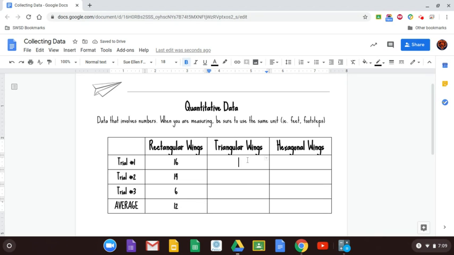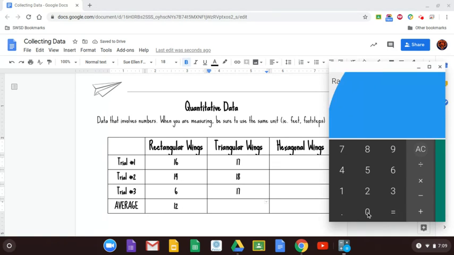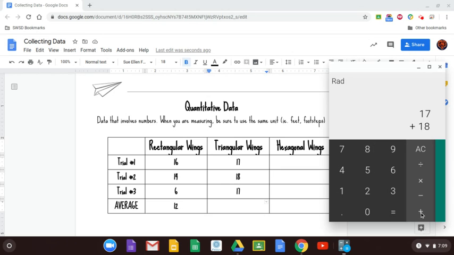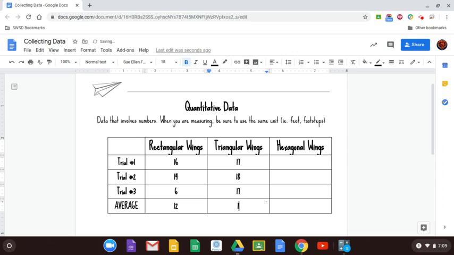Okay, then we'd do the same thing with the triangular. Let's say it flew 17 steps, and then it flew 18 steps, and then it flew 17 steps again. We would do the same thing. We add them all up, 17 plus 18 plus 17. And since again, there's three throws, three data points, we divide it by 3 equals. Okay, so over here, if it's a decimal, 17.33, whatever, you can just put 17.3. Done. Okay, so hopefully by now you guys see exactly what you need to do.